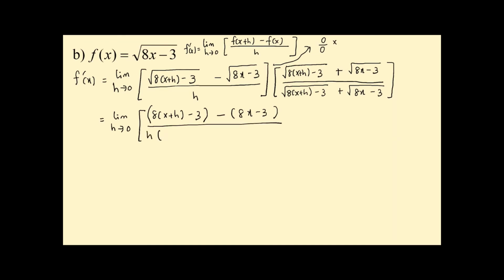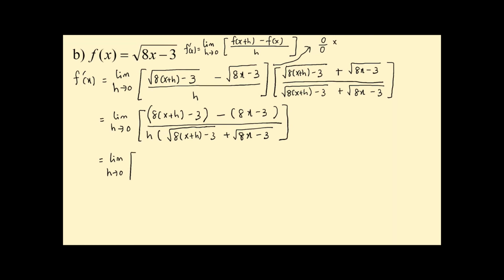And for the denominator part, you just have to copy everything back. So surd of 8x plus h minus 3 plus surd of 8x minus 3.